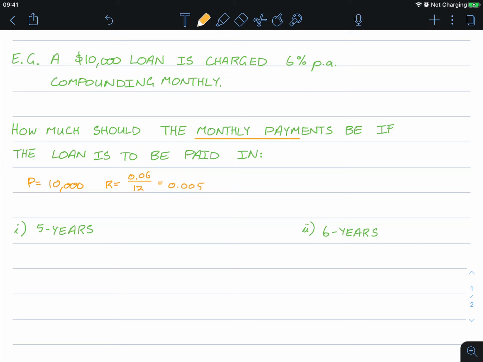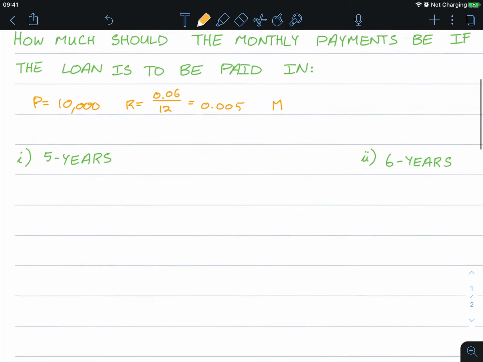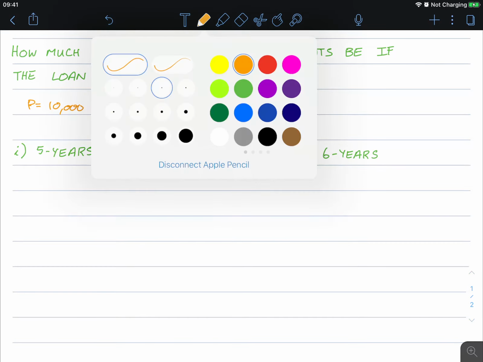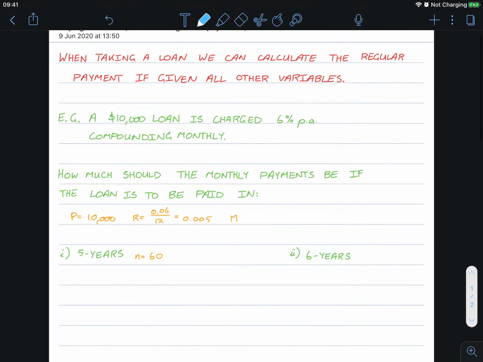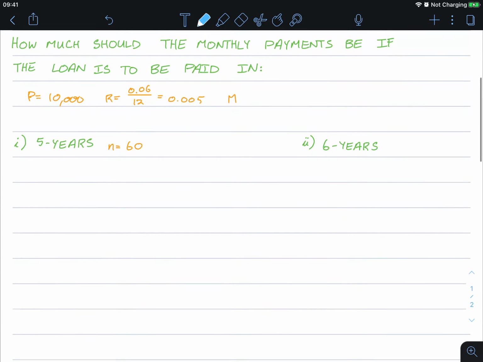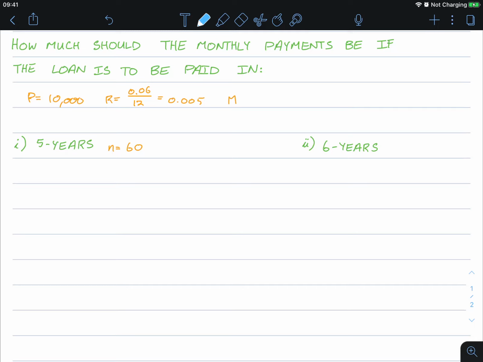For the monthly repayments, because it's monthly, and that's what we'll be calculating, I'm going to let that unknown value equal M. Continuing on, in order to calculate this, we need our N value. So 5 years, 12 months in each, N will equal 60. So with these values in mind, we actually just treat this as we would a regular loan repayment.